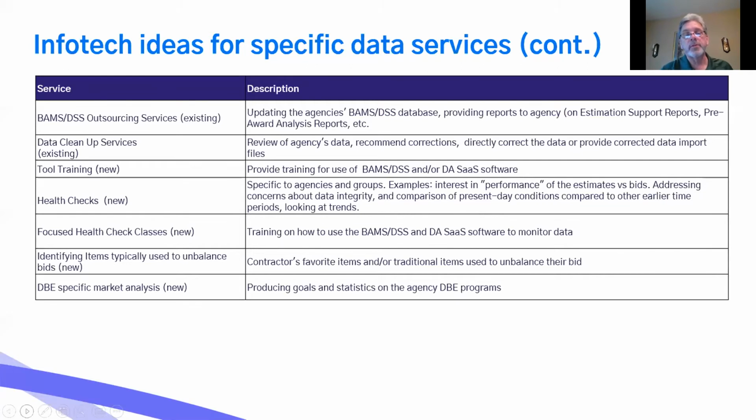So the second service from the bottom is items that typically are used to unbalance bids. We believe it could be an insightful exercise, not only to identify problem items, but also to look at contractors' bidding tendencies as a group and individually. It could aid agencies in preparing their bidding documents and help you to anticipate problems when bids are submitted.